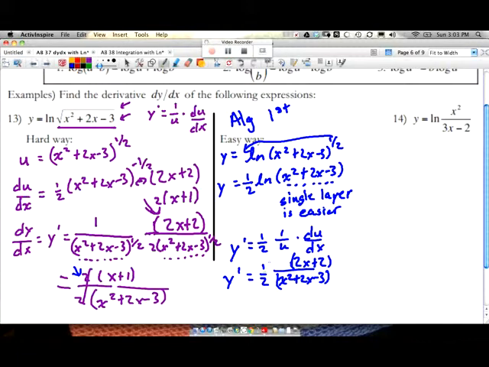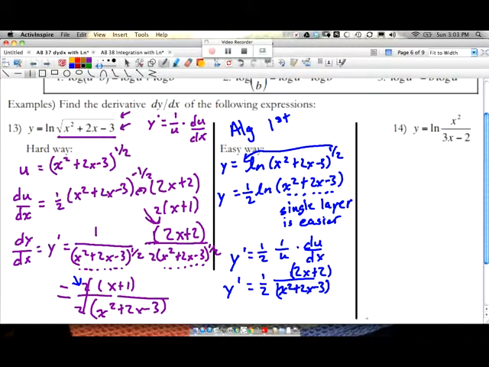But here's the idea. I wasn't really doing any complex chain rules. I removed all the outside layers by doing the natural log algebra, the manipulation there. And that's really what's helpful. Okay, let's do this last one, and you'll see how this is even more helpful here.